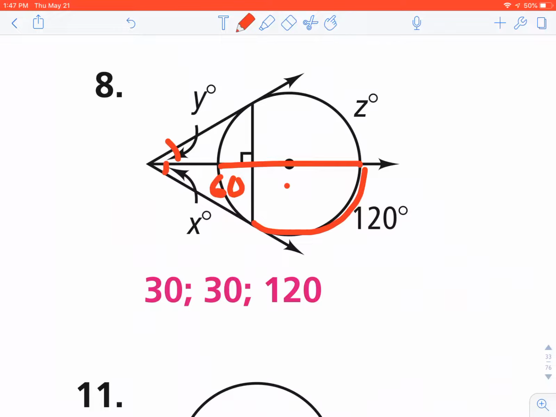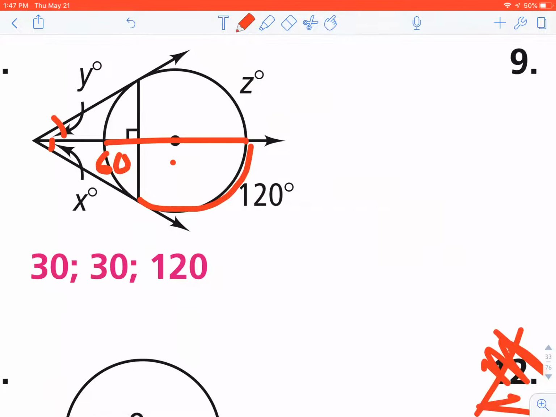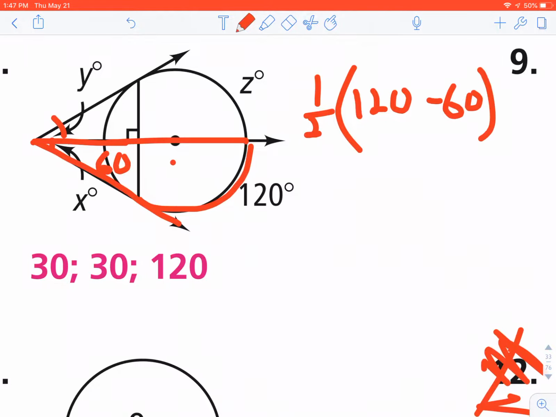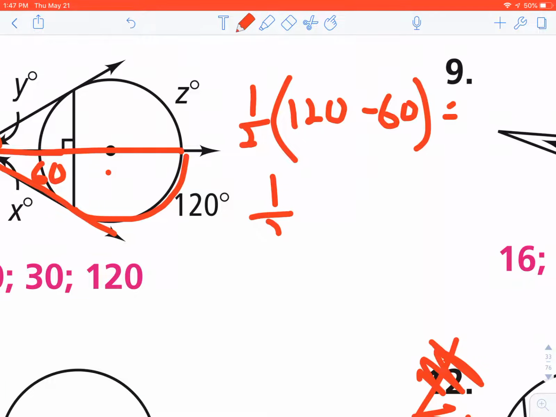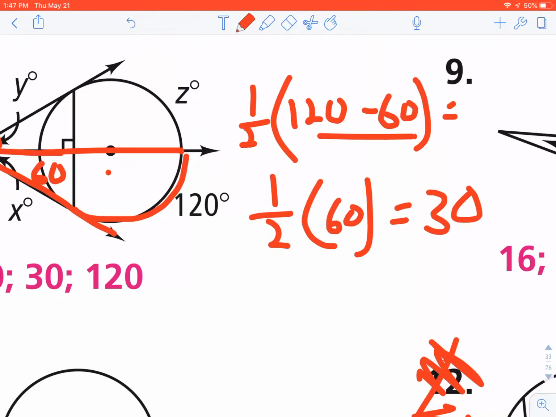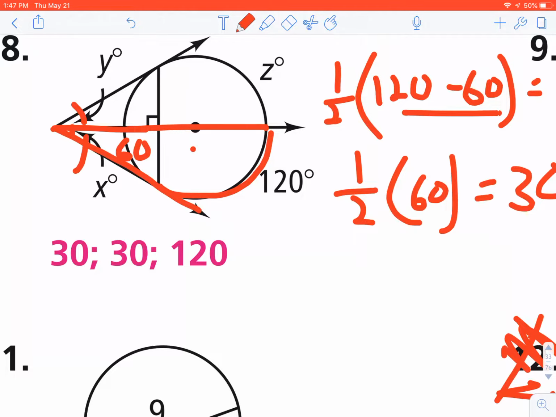So to find x, again, the intersection is occurring outside, and x is this angle. The intersection is occurring outside of the circle, therefore I'm going to subtract. So 1/2 of big arc is 120, minus little arc is 60. That gives me 1/2. When I compute this, this is 60, which half of 60 is 30. So angle x is 30 degrees. We just said these are congruent angles, so y is also 30 degrees.